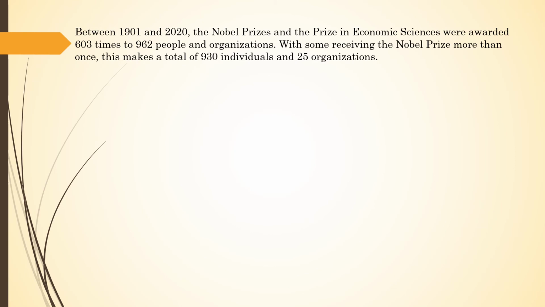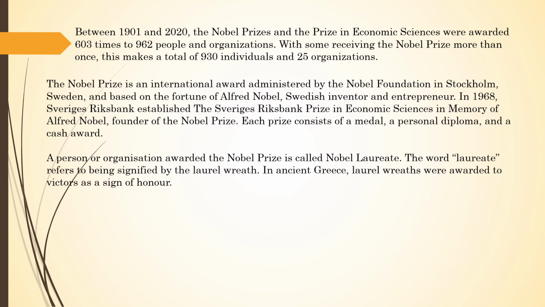Between 1901 and 2020, the Nobel Prizes and the Prize in Economic Science were awarded 603 times to 962 people and organizations. The Nobel Prize is an international award administered by the Nobel Foundation in Stockholm, Sweden, and based on the fortune of Alfred Nobel, Swedish inventor and entrepreneur. In 1968, Sveriges Riksbank established the Sveriges Riksbank Prize in Economic Sciences in Memory of Alfred Nobel, founder of the Nobel Prize.